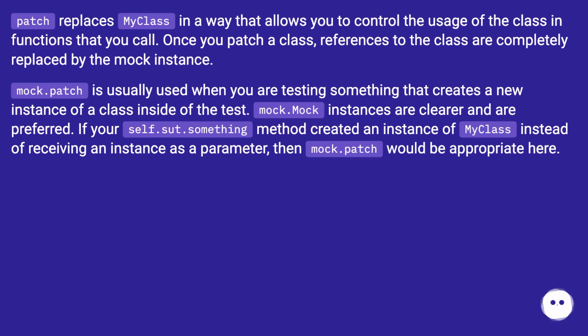Patch replaces my class in a way that allows you to control the usage of the class and functions that you call. Once you patch a class, references to the class are completely replaced by the mock instance. Mock.patch is usually used when you are testing something that creates a new instance of a class inside of the test. Mock.Mock instances are clearer and are preferred. If your self.sub.something method created an instance of my class instead of receiving an instance as a parameter, then mock.patch would be appropriate here.